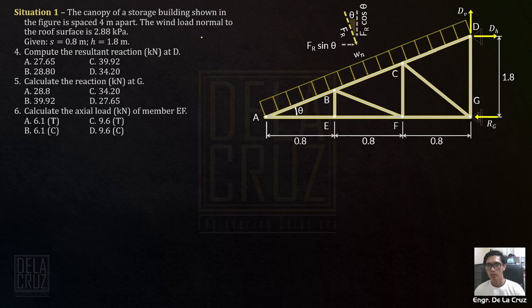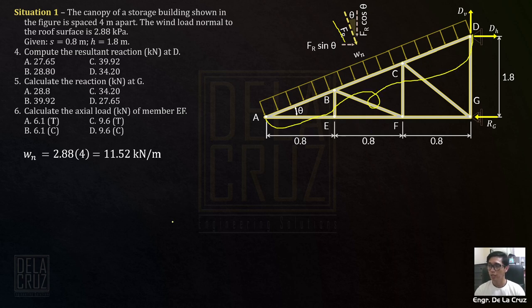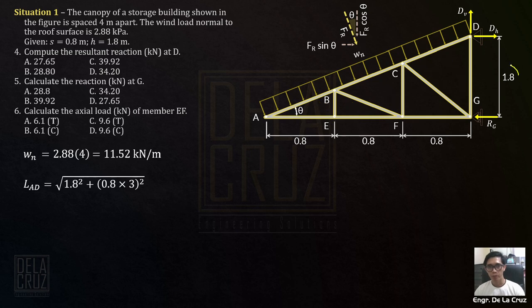First, the load here is in terms of pressure. Convert that to a linear load: 2.88 kilopascal multiplied by the spacing, the tributary width. The result is in kilonewton per meter. To get the resultant FR, let's calculate the length AD. By the Pythagorean theorem, it is a right triangle: square root of 1.8 squared plus 2.4 squared. We have the length of AD as 3 meters.